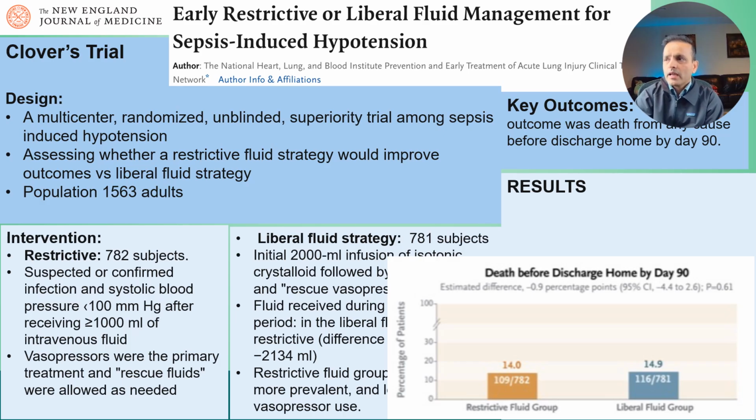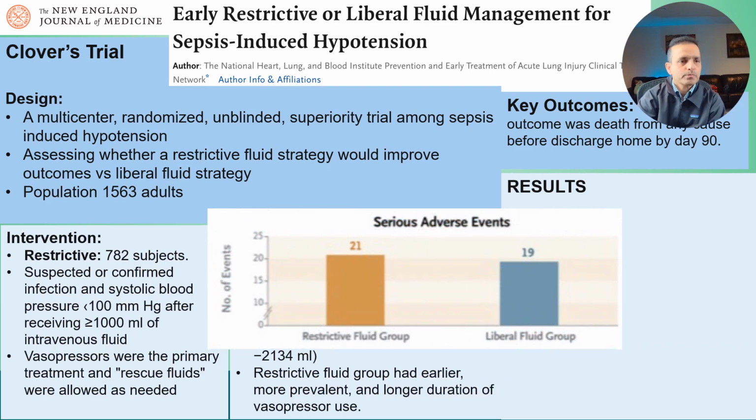So this trial looked at a typical emergency department presentation of sepsis-induced hypotension after 1 to 3 liters of crystalloid. It looked at whether vasopressors or fluid should be given, and there was no statistically significant difference between the two.